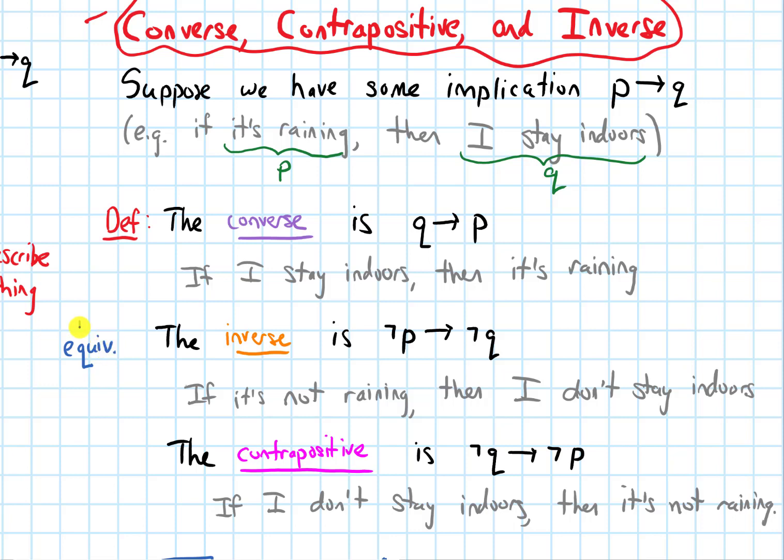We've seen before in a previous video that the original implication and the contrapositive are equivalent. It also turns out that the converse and the inverse are equivalent. They're actually contrapositives of each other, because we switch the order of these two things and we put negations on both of them. Alrighty, so let's look at an example.